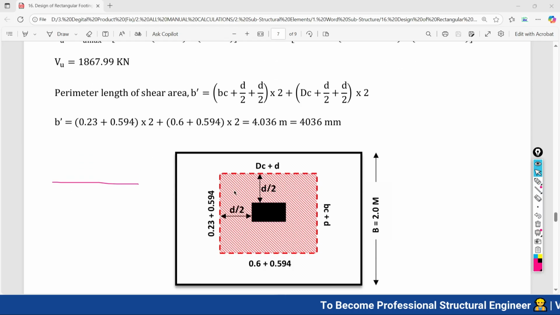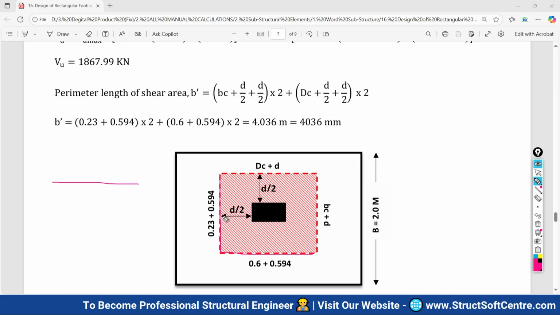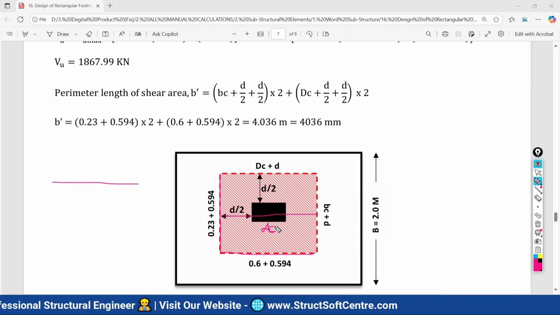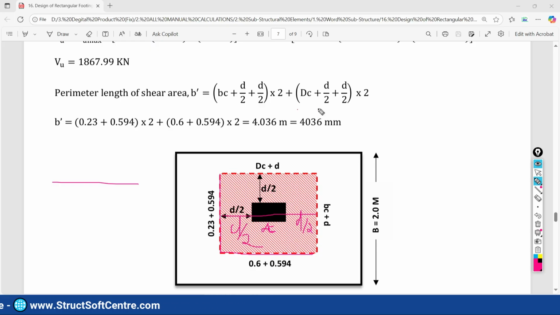Thereafter we have to calculate the perimeter length of this shaded area. How can you calculate it? Again, it is very simple. This is your length, so depth of your column plus d by 2 on this side, d by 2 on this side. So this term is present, and we get this span, but it is not one time, it is two times, this side and this side. That's why it is going to be multiplied with 2.